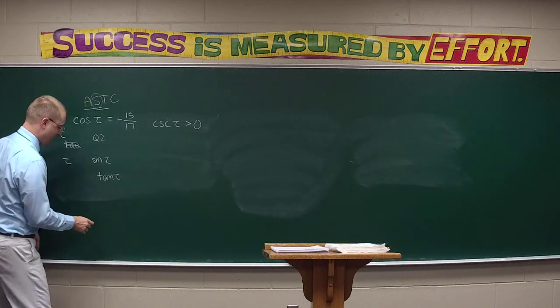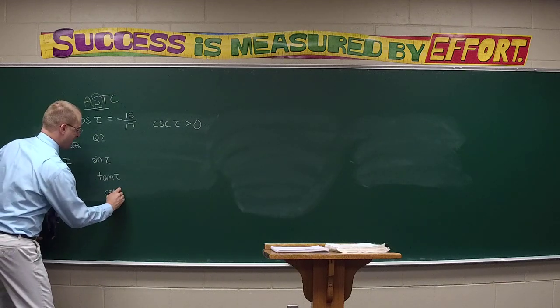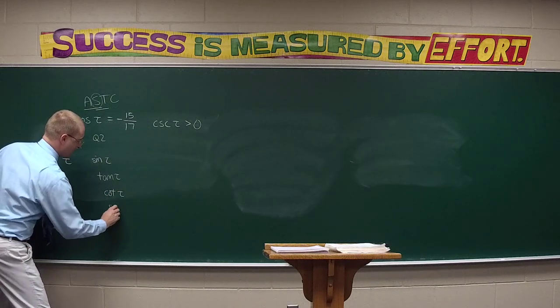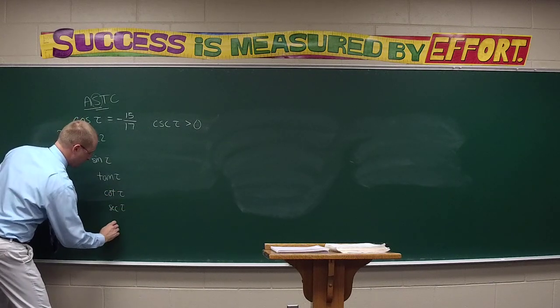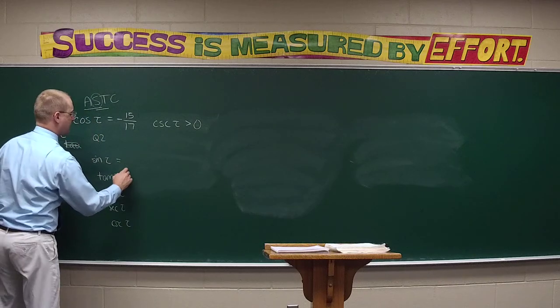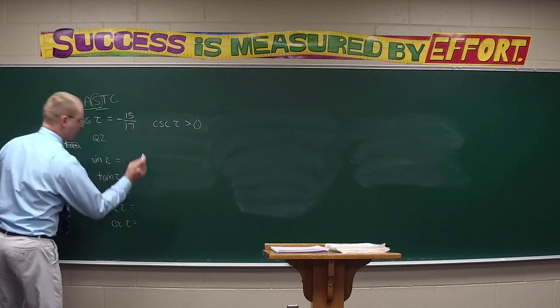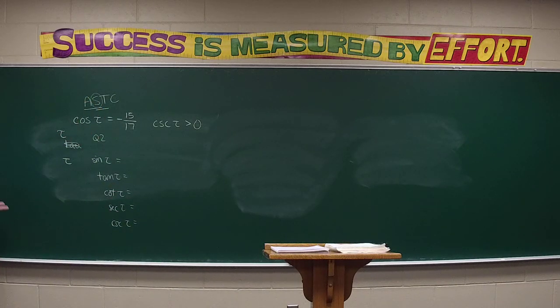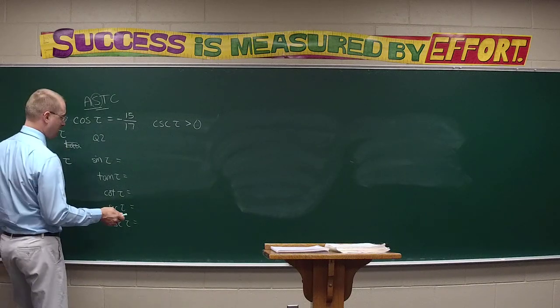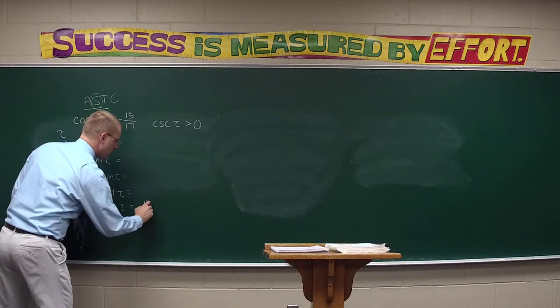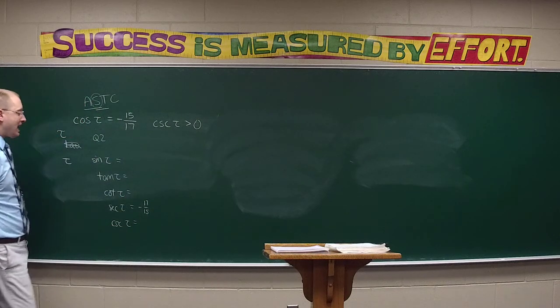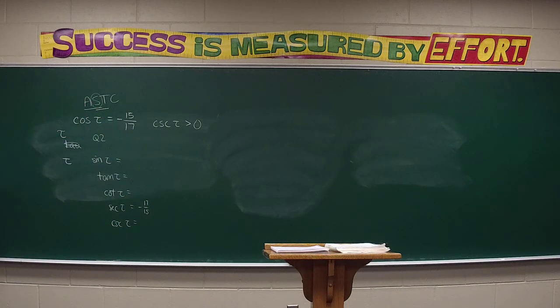All right, tangent tau. Cotangent tau. Let's see, secant of tau and a cosecant of tau. Now, which of these is the easiest to find? Secant, because it's just the reciprocal of the cosine. All right, but then we're going to have to use one of our fancy trig identities to solve for one of these other ones.